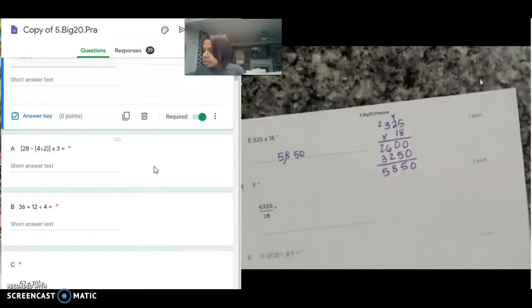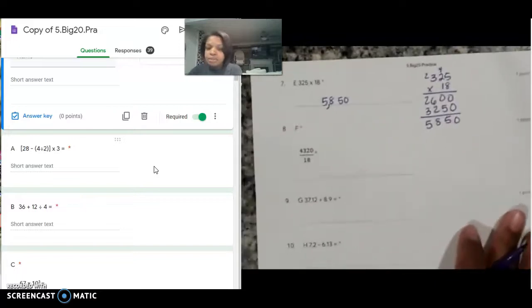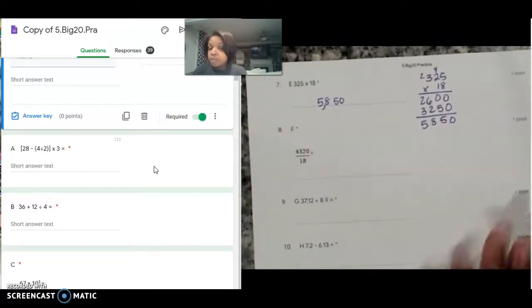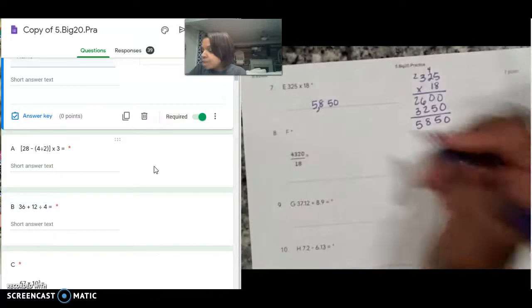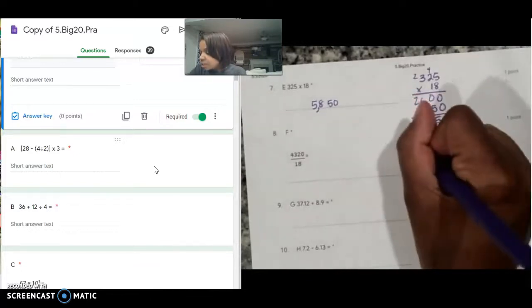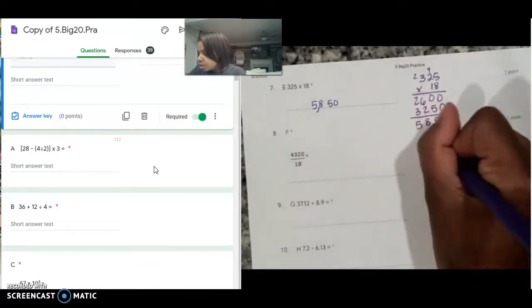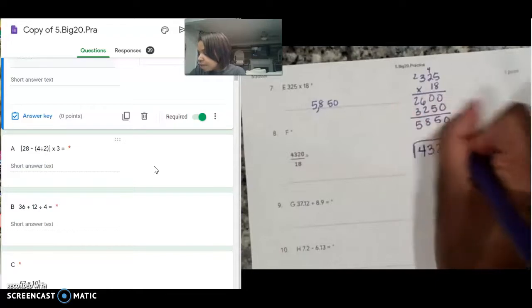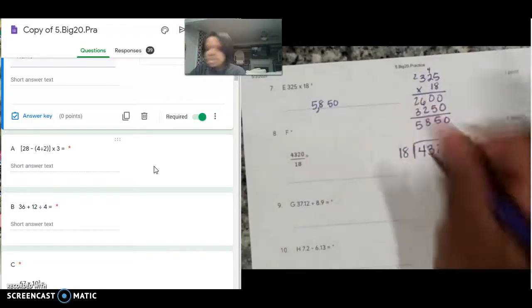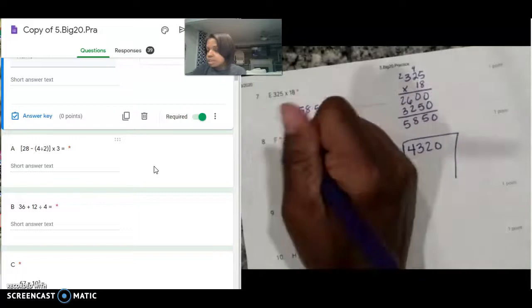All right, next one. I have 4,320 divided by 18. Now this is a fraction problem, but it's a fraction as division. So if I do have a remainder, I am going to write this as a mixed number. Okay. All right, so whenever I have a big number like this, I like to do my brain dump over to the side.